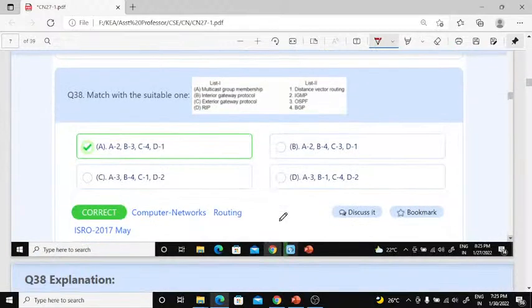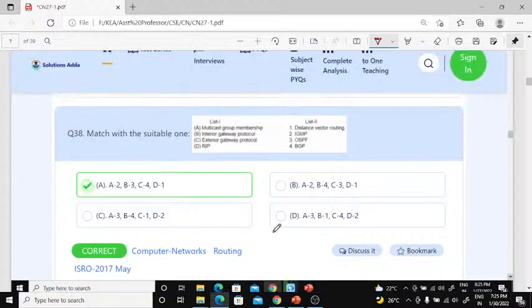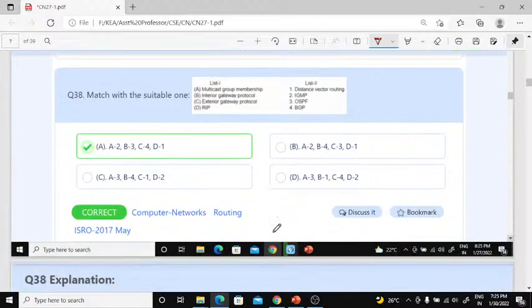Then match the following with suitable questions. Okay, match the following. Here you can see there is a list 1 and list 2. I think it is not visible, so I will just read this out.